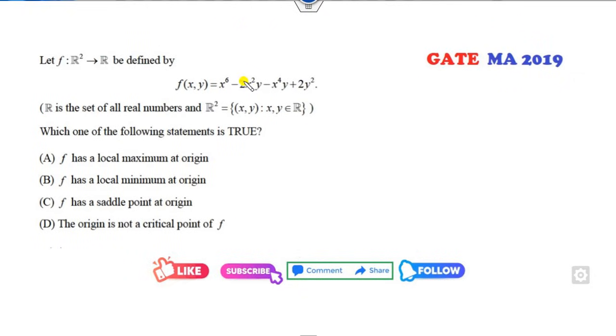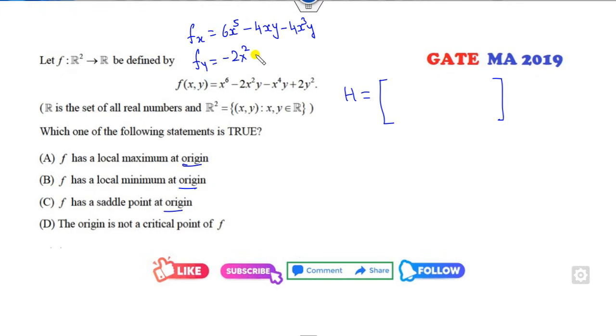Is it symmetric? No, it is not symmetric. Point is already given to you, so I can define the h. So what is my fx? 6x power 5 minus 4xy, 4x cubed y, and fy will be minus 2x square minus x4 plus 4y. Fine. Now if I substitute, what is the fxx? The first value will be here, so it's 30x4 minus 4y minus 12x square y.